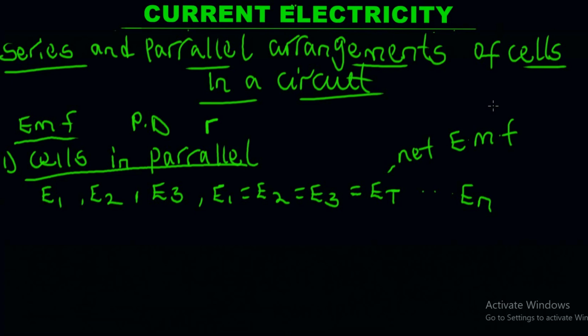Then what happens to the internal resistance? When they are connected in parallel, the internal resistance, which is the small r, to get the net internal resistance, which is presented as RT, is given as r over N, where this N stands for the number of cells.